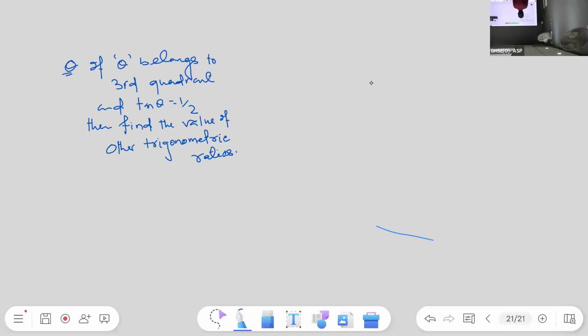If theta belongs to third quadrant and tan theta is equal to 1/2, then find the value of other trigonometric ratios. Okay. Come to the solution. Sin theta in the third quadrant will be negative. We can write sin theta is equal to minus of tan theta upon under root 1 plus tan square theta.